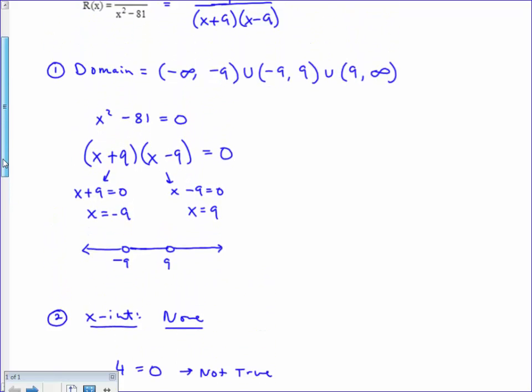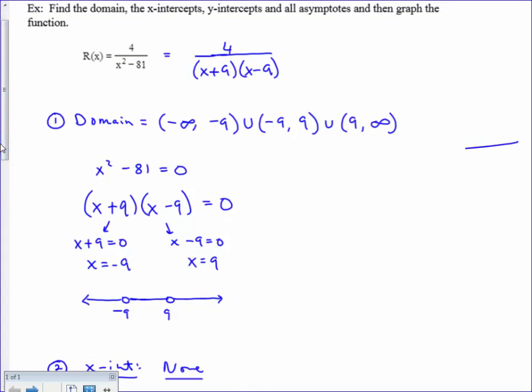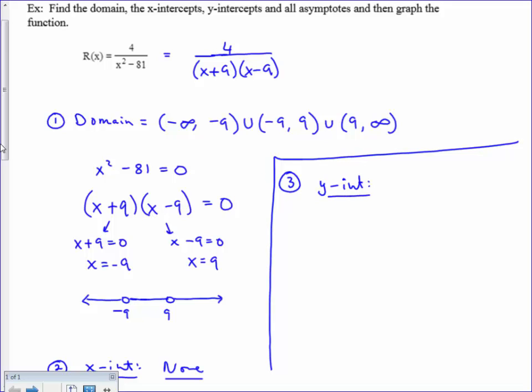All right, let me go back up, and I'm going to use some room that I have over here. Next thing, third step, is to find the y-intercept. The y-intercept is found by evaluating your function at 0. Notice here that the function is called r, so I would say r of 0 equals 4 over 0 squared minus 81. So I would have 4 over negative 81.